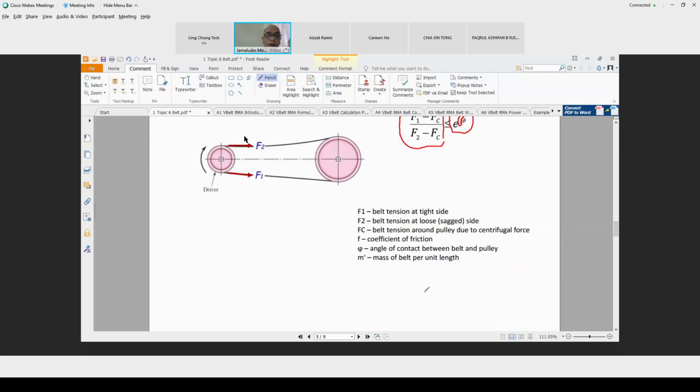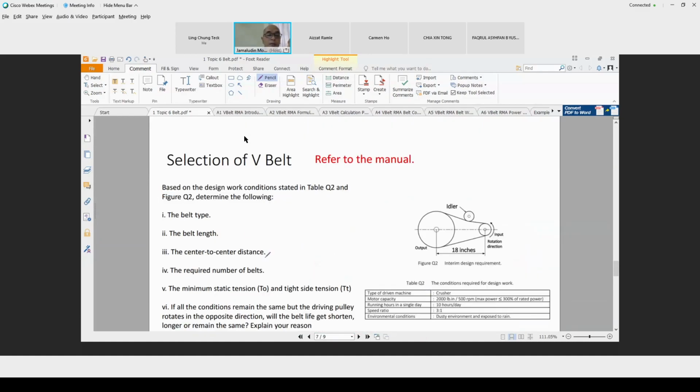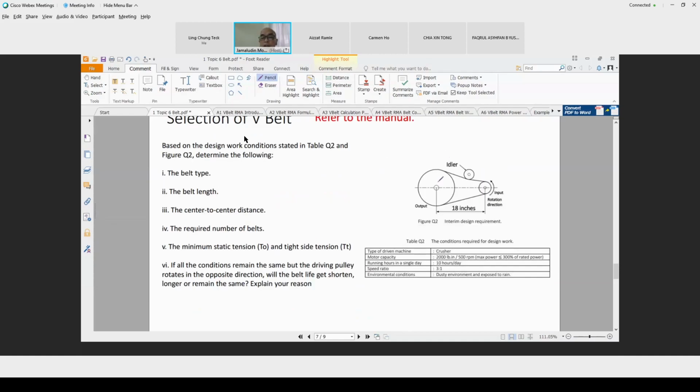This V belt is based on the design work, and this is the condition stated in table Q2. For example, this is going to be your input driver in that direction. That will be the slack side. This is going to be your tight side. Because this is going to be pulled, this is going to be tight, and this is going to be your slack. You have to remember which one is tight and which is slack. The center to center is going to be 80 inches.